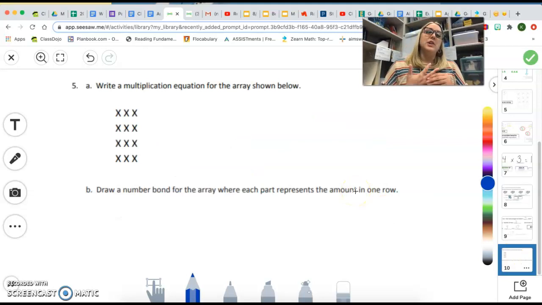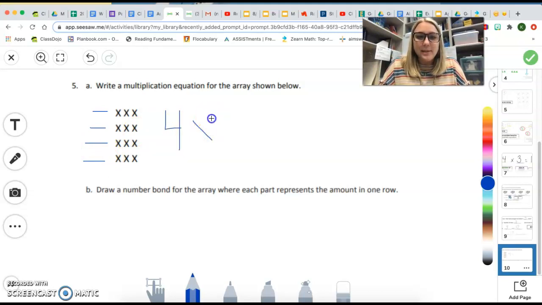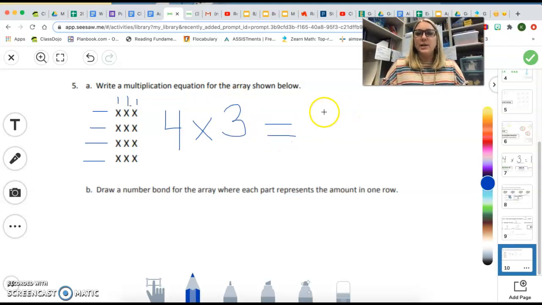Write a multiplication equation for the array shown below. Okay, so let's look at this. We're writing a multiplication equation. So we have 1, 2, 3, 4 rows. So I'm going to write 4 times, let's look at how many are in each row. 1, 2, 3. So 4 times 3. We just did that, so we should already know our answer. 4 times 3 is 12. 4 plus 4 plus 4.